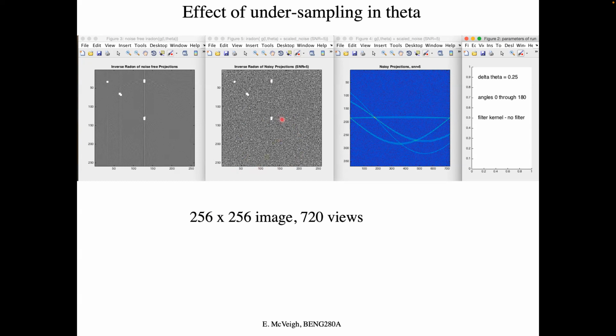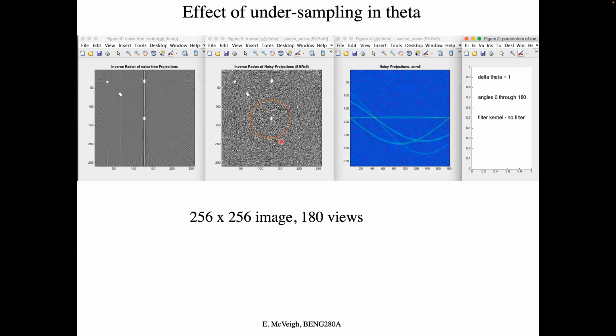That is under the assumption that the noise here is constant, right? If I go to 720 views by sampling for half as long, then I've got other issues because I haven't modeled that here, that the number of photons is going down. So you have to take that into consideration. So let's take a look. Let's go back to 180 views.